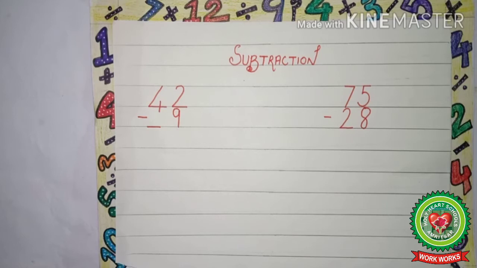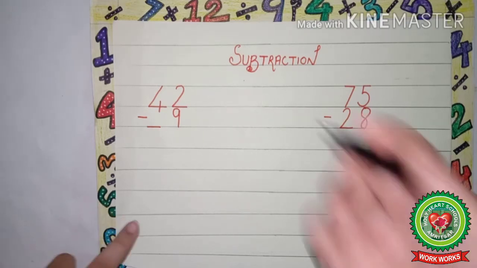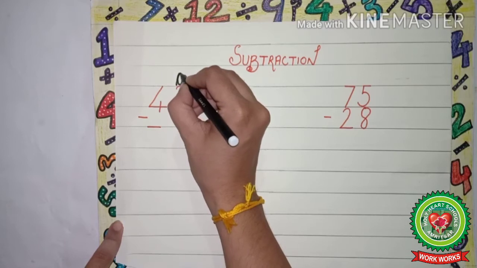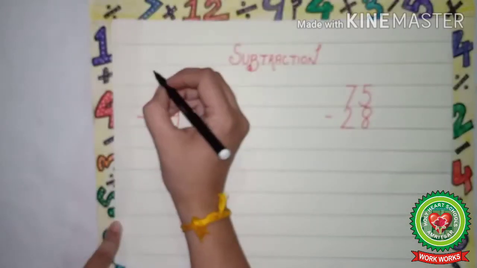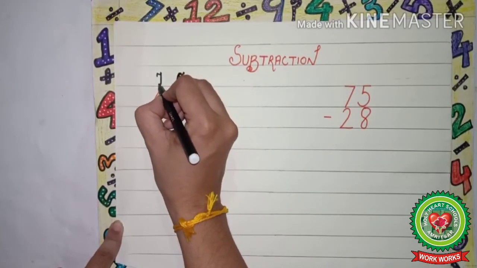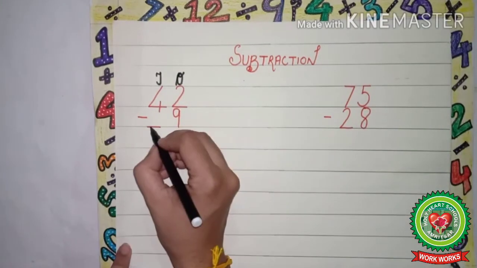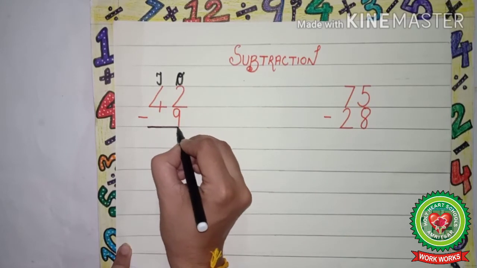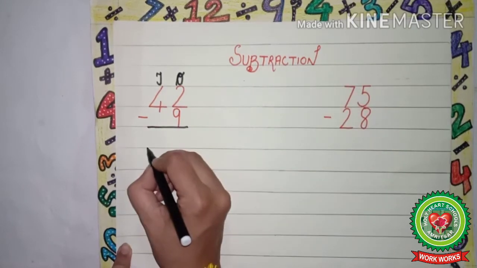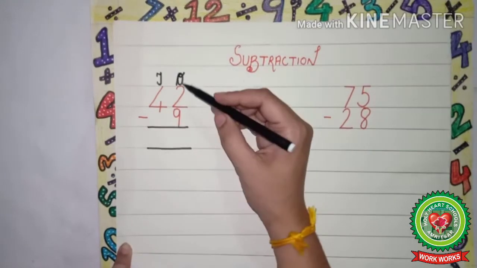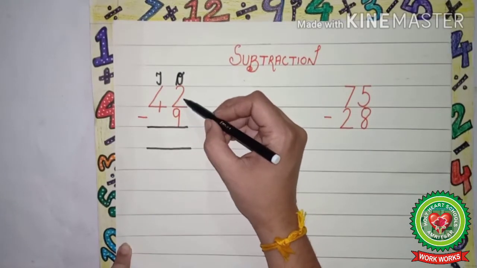So whenever we have to do subtraction, our first step is to write down the place value chart. So we will write the place value chart on it, and we always start from the right hand side, that is from ones side. Ones, tens. Clear? Now we will draw a line here and here. Now we have to subtract 9 from 2.